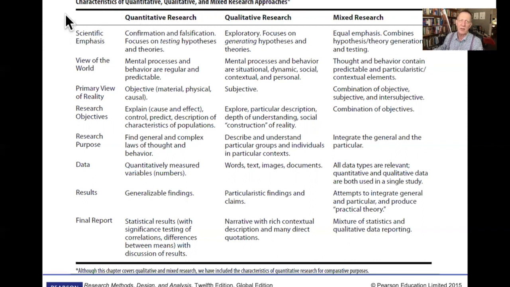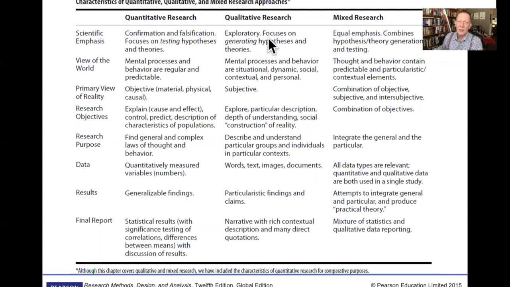Say, for instance, in terms of the scientific emphasis for quantitative research, the textbook says it's confirmation and falsification. Now, there's one mistake. We've seen that we do not try to confirm stuff because it's easy to do. We rather follow a falsification route. That's why we use the null hypothesis, and so on. But it focuses on testing hypotheses and theories. Not so much confirmation, but in any case, this is what this book says.